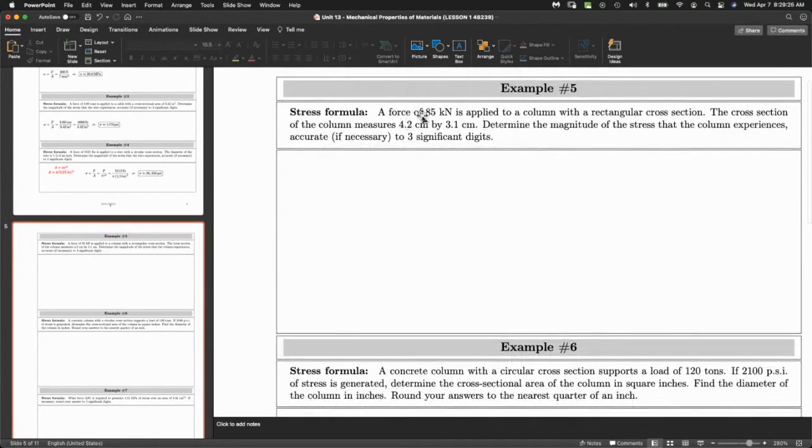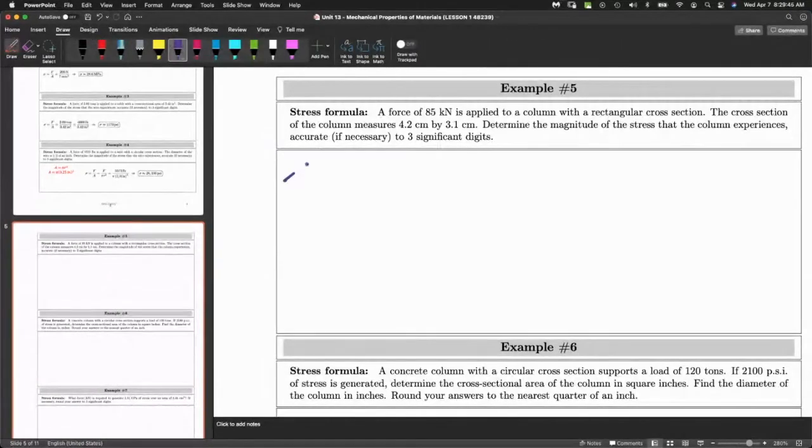So let's take a look at this one now. We have a force that is applied to a column that has a rectangular cross section. The cross section is 4.2 by 3.1 centimeters. And then it says determine the magnitude of the stress that the column experiences. So you're starting to see now more of a practical design aspect to this.